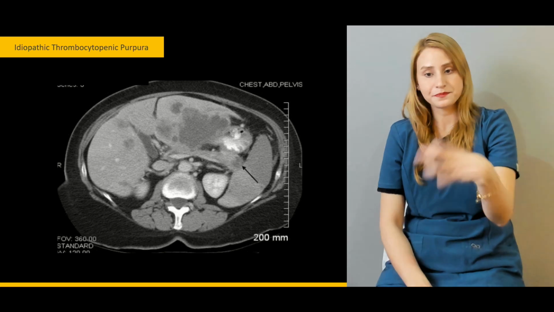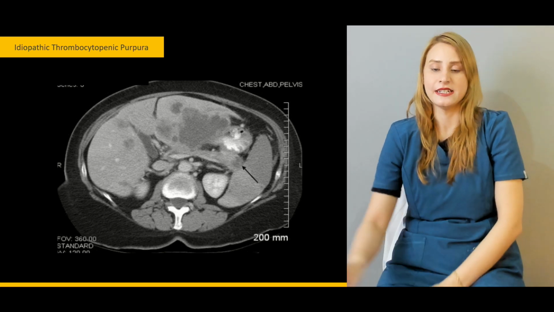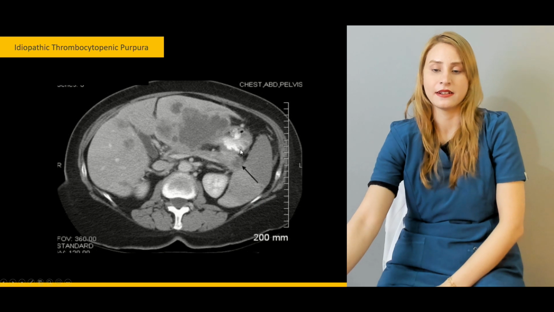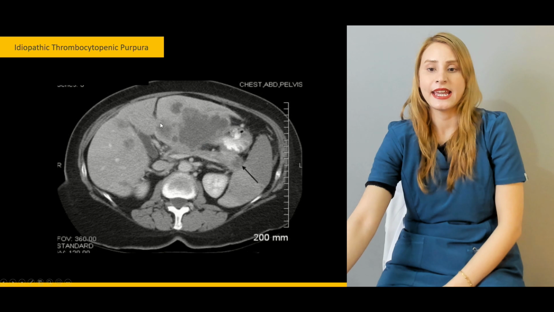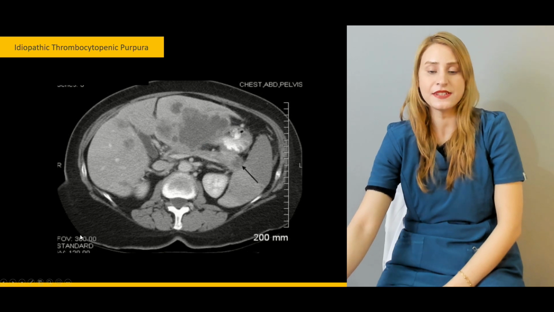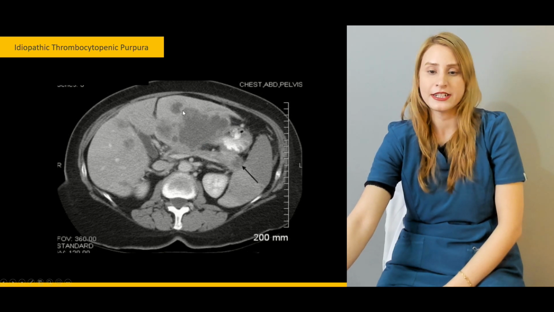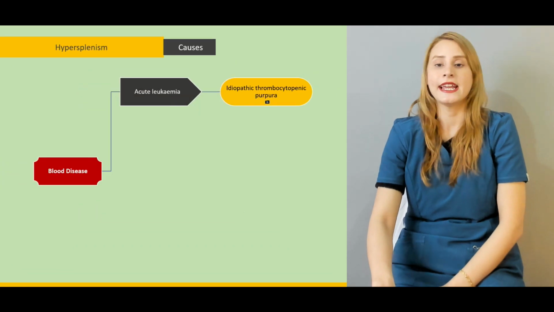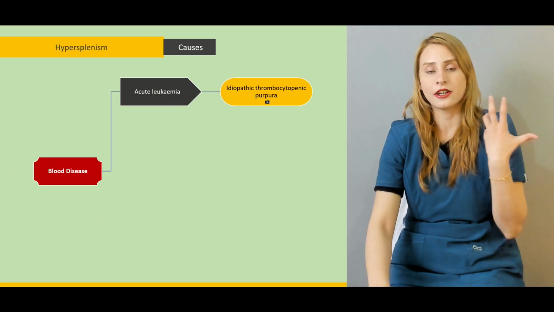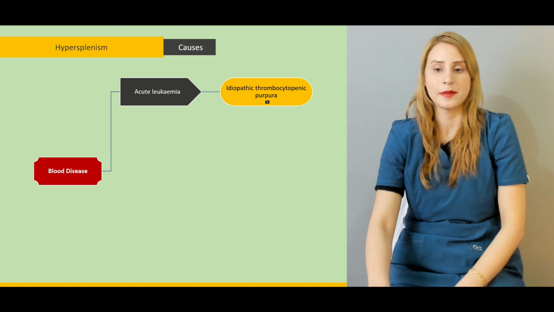You can see here in the diagram a CT scan of the abdomen, pelvis, and chest actually. You can see the abdominal part, and this is part of the liver, and you can also see the spleen. The diameter of the spleen is enlarged, showing a kind of hypersplenism.